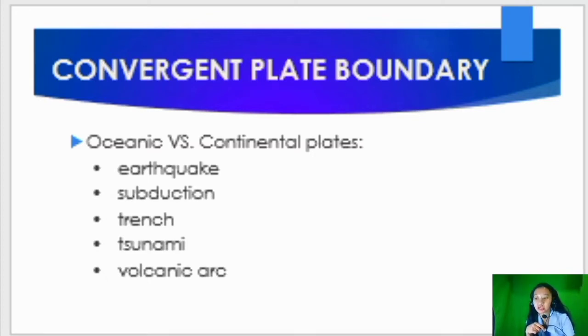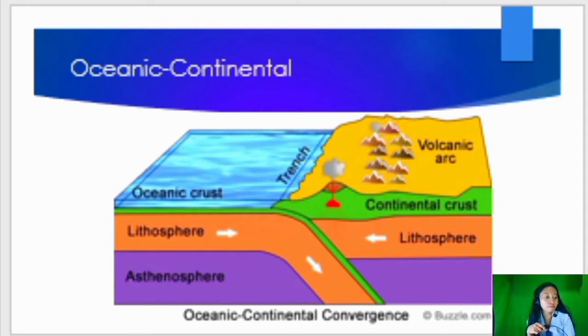As we can see here, I have a picture. We have the oceanic crust and the continental crust, which are converging toward each other. As they converge, the continental crust curves upward on top of the oceanic crust due to its lesser density. So we can see here the continental crust is above the oceanic crust. Since the oceanic crust has a greater density, it will stay below the continental crust.